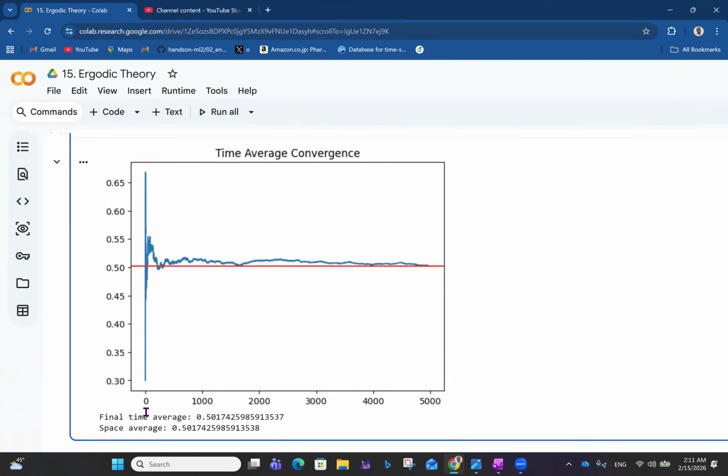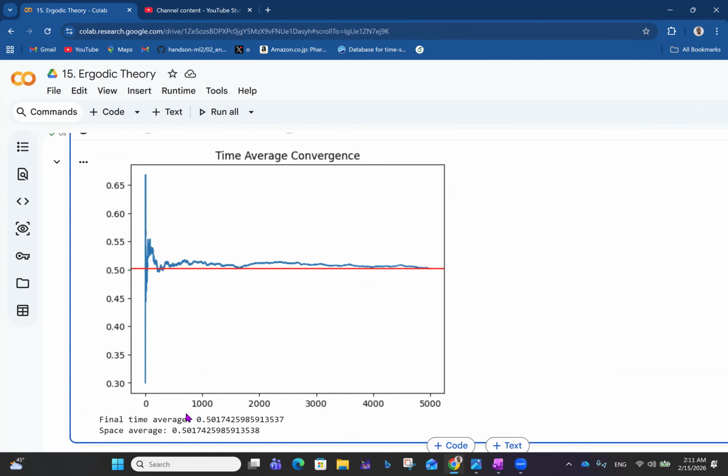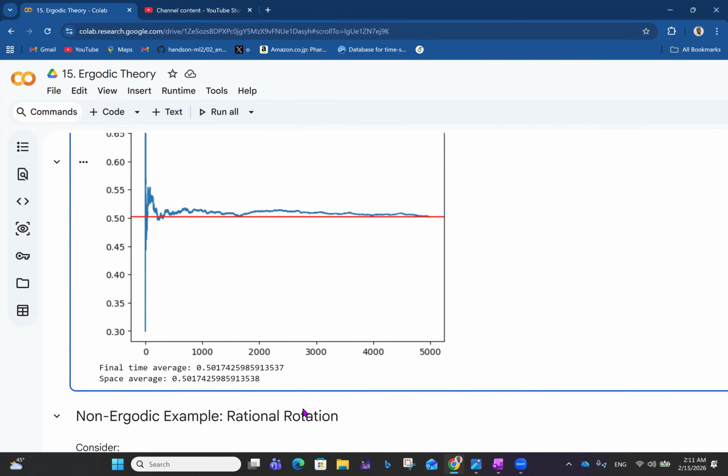Okay, and interestingly, you see the final time average is 0.50174 and so on, and then the space average is about the same thing. In fact, up to how many decimal places? 3, 6, 9, 12, 15. Correct to the 15th decimal place, as you can see. So that gives a very good averaging, and that is the whole idea of ergodic theory: time averages equal space averages, basically, and that's what we see right here. That final time average is about the same thing as the space average. In fact, it is correct to the 15th decimal place.